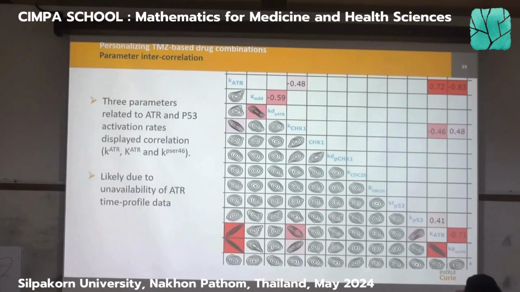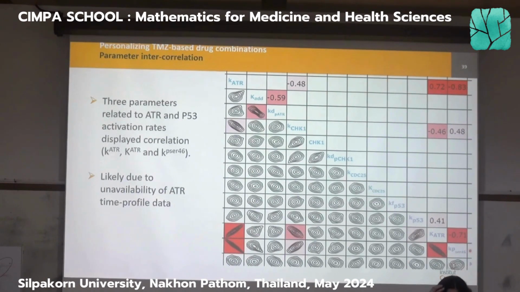Okay. So let's have a look at three parameters. The small k ATR, capital K ATR, and the K P46. So K ATR is here, and then here and here. Now if you look at their correlation, small K ATR is actually highly correlated with the capital K ATR and with K P46. Those two parameters are actually highly correlated between each other.